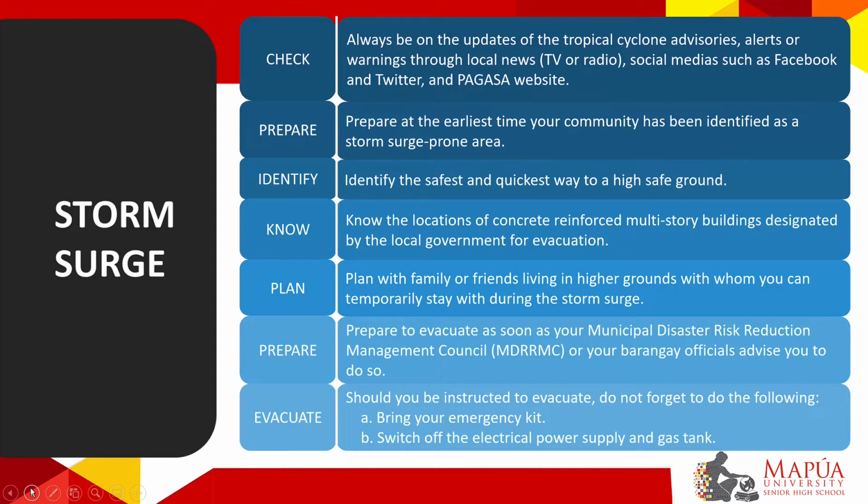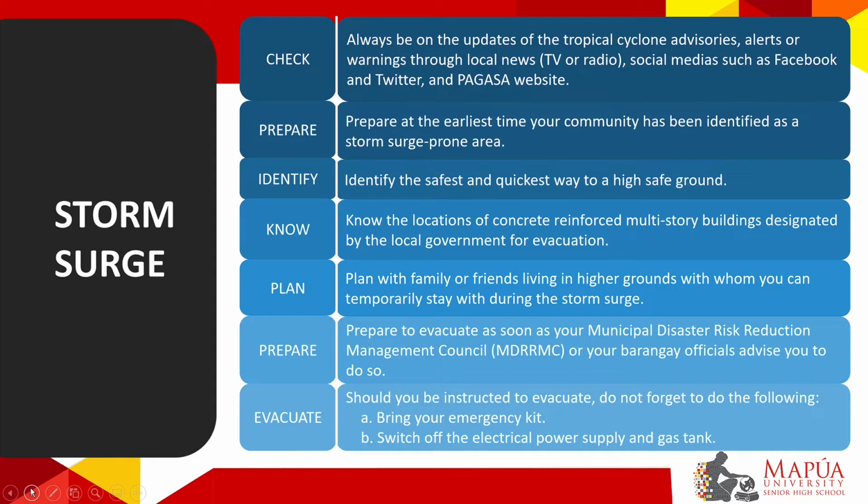Second, prepare at the earliest time your community that has been identified as a storm surge prone area. Identify the safest and quickest way to a high safe ground. What we can do is to determine which areas are prone to storm surges. If we are a part of those areas prone to a storm surge, then we should do the following.